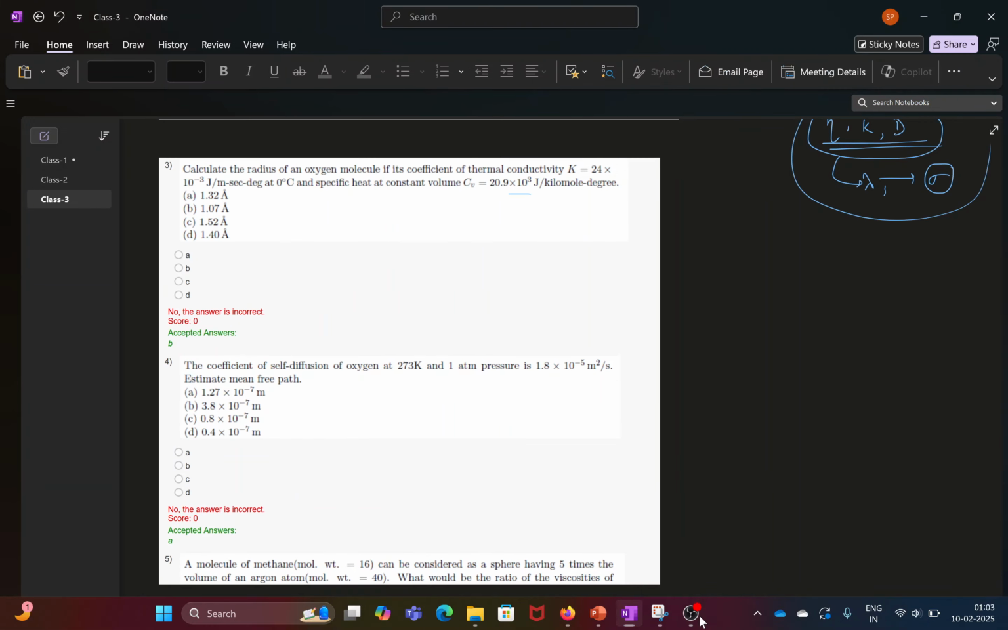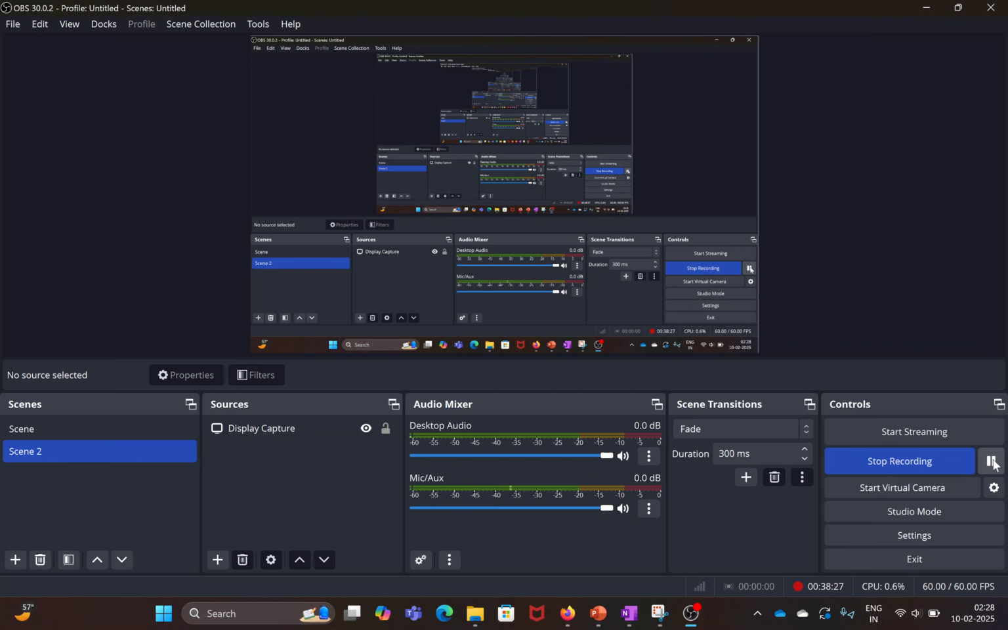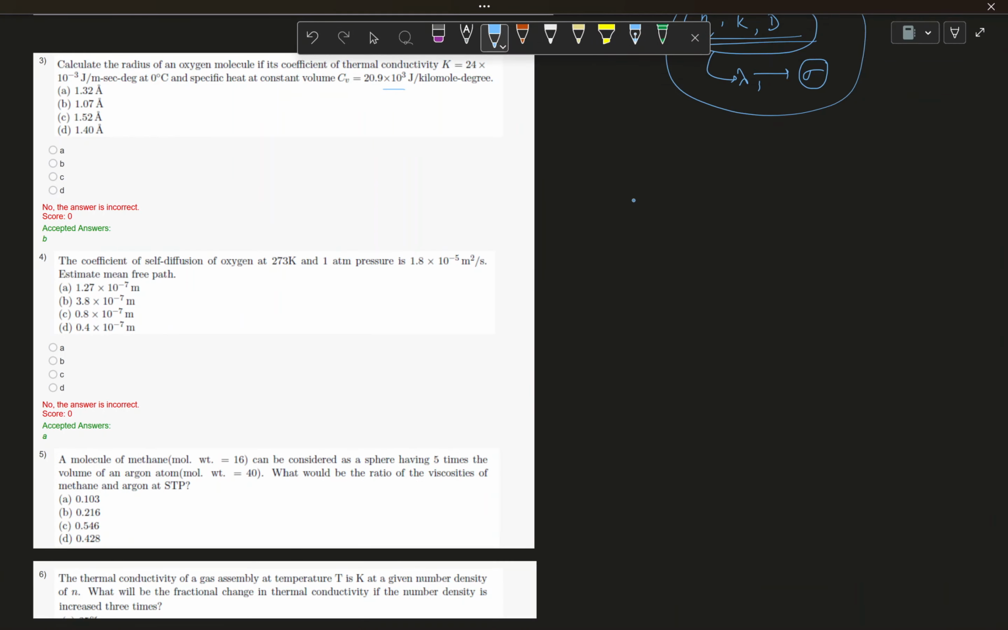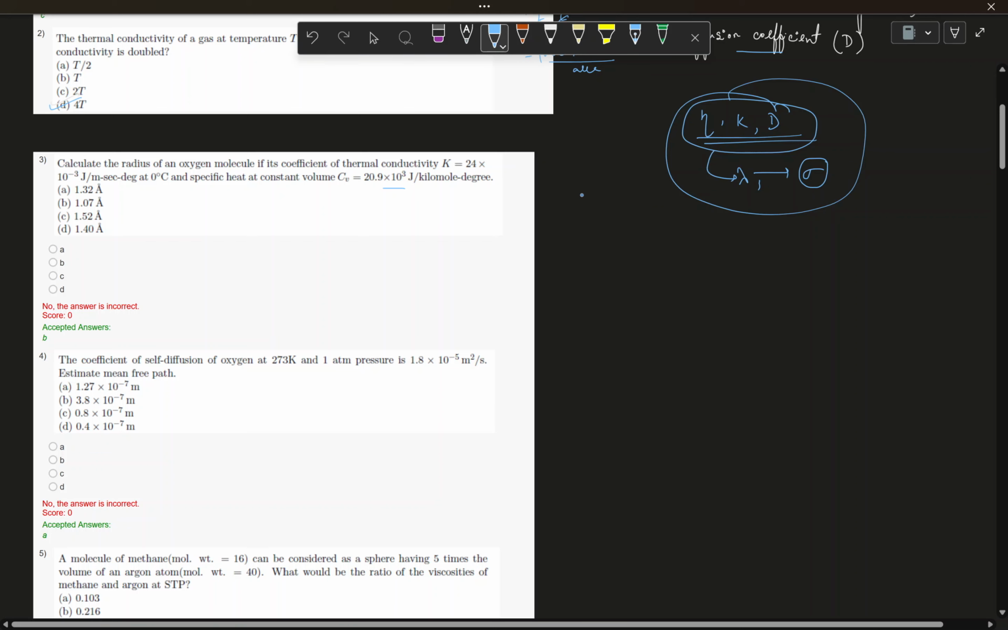Okay, so let us continue where we left off. We are discussing problem number 3, which says calculate the radius of an oxygen molecule if its coefficient of thermal conductivity K is given at 0 degree centigrade. The temperature is given, we have to convert it to Kelvin, and the specific heat at constant volume is some value in joule per kilomole per degree. Just notice that here it is given per kilomole. That means this is a molar specific heat.